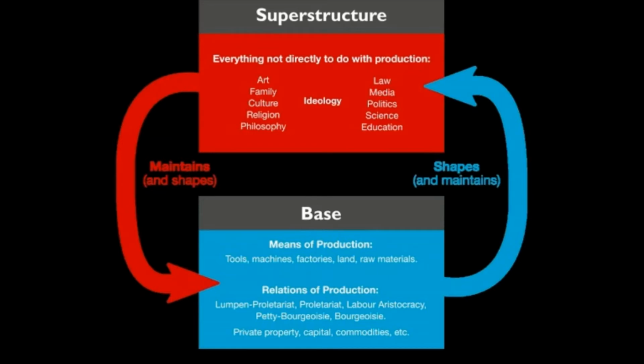Now, not only does the base form the superstructure, but the superstructure can actually shape the base as well. In other words, they counter-influence each other. So remember what Walter Rodney said in our very first lesson. He said that socialist ideas are derived from the same relations of production as bourgeois ideas.